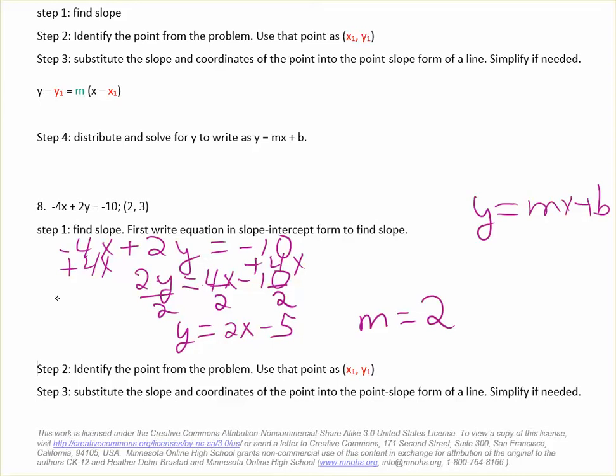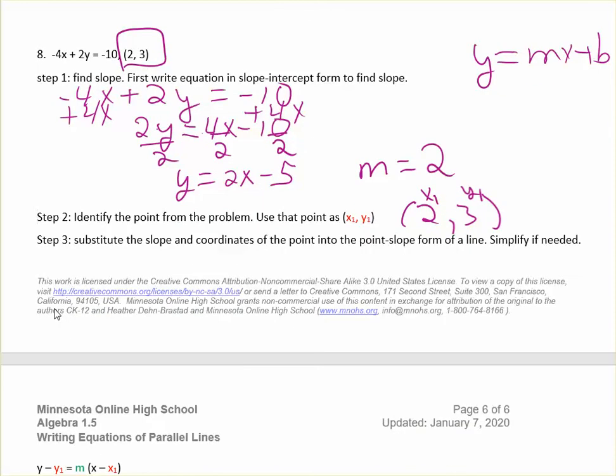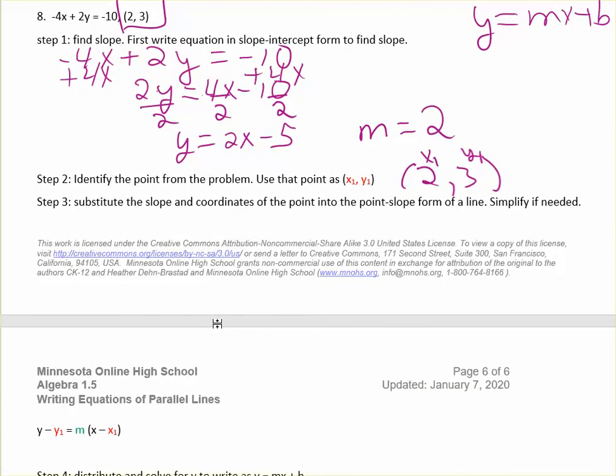Now we identify the point from the problem right here. It's 2, 3. So this is our x sub 1, this is our y sub 1. Now we are going to plug those into our point slope form of a line. Y minus y sub 1 equals the slope we found was 2 times x minus x sub 1.